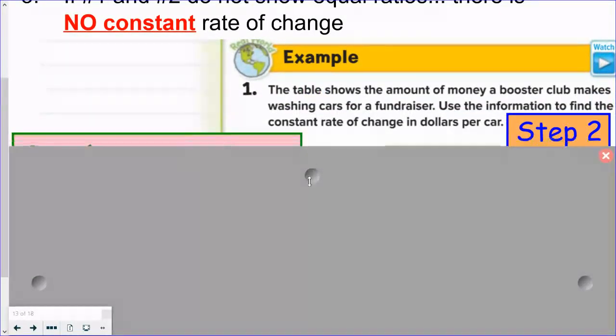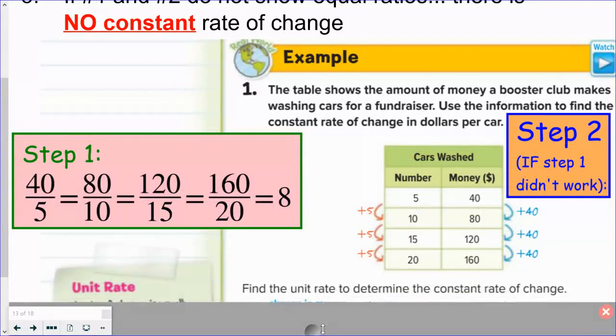Okay, so we have a table, and they are telling us, hey, we want to find the amount of money a booster club makes washing cars for a fundraiser. Use the information and find the constant rate in dollars per car. So this is the method I showed you yesterday. You could use that for step 2.